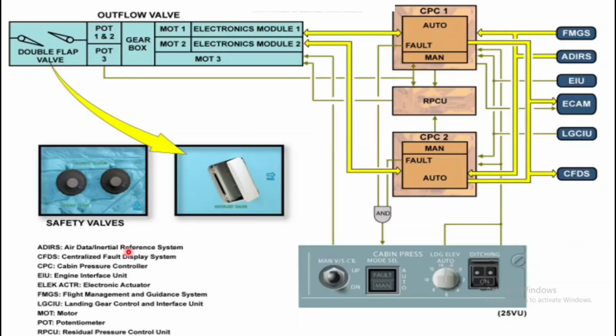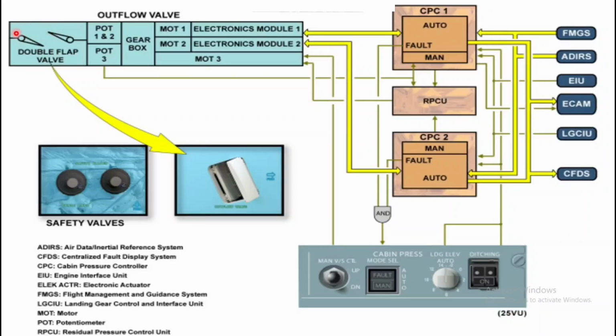So if we talk about the outflow valve, this is your outflow valve. We will go into detail about the outflow valve also. In automatic mode, the outflow valve is controlled by the operating controller, meaning computer CPC1 or CPC2. The outflow valve is a double flap motor driven type. You can see there is a double flap. During the walk around also you will see that.